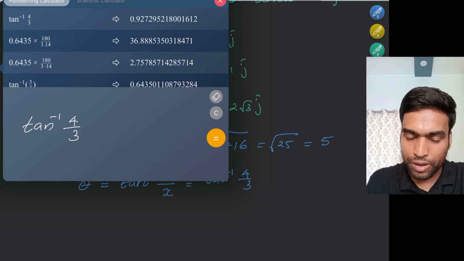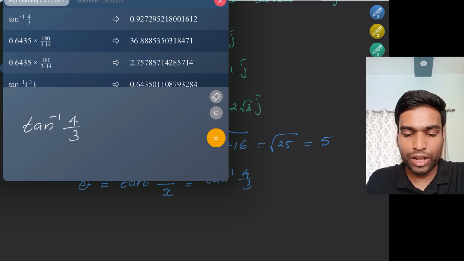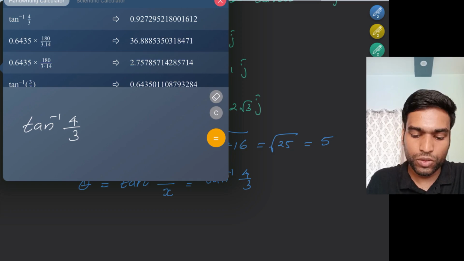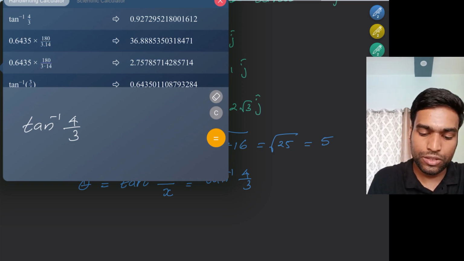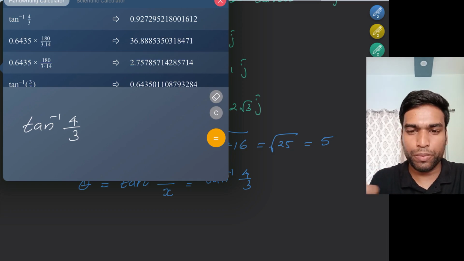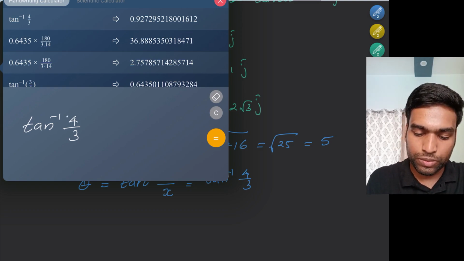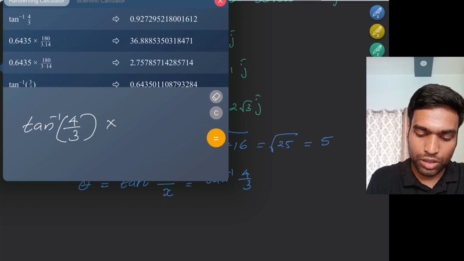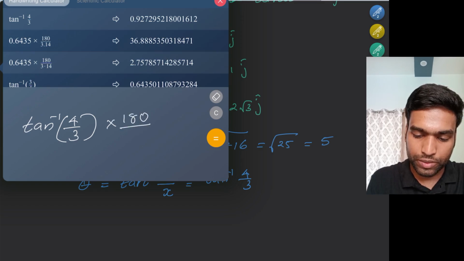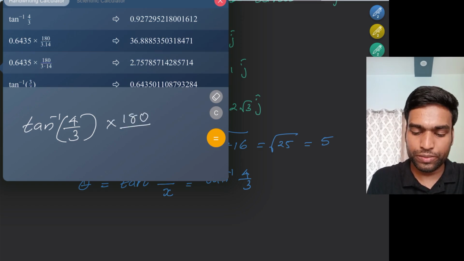0.927. Remember, this value shown by the calculator is in radian, so I have to multiply the answer with 180 divided by pi to convert into degree. Good. So for this 180 divided by pi value, we can choose 3.14.